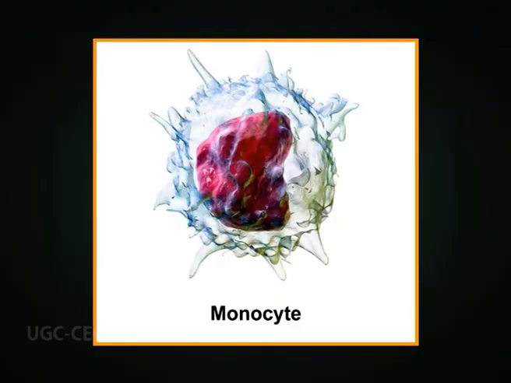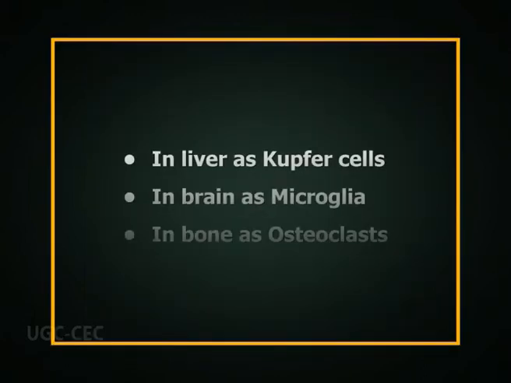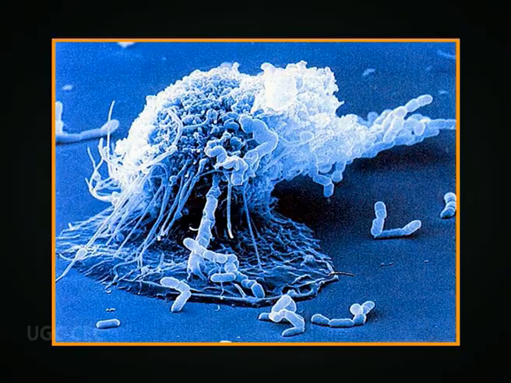Now, monocytes. Monocytes circulate in the peripheral blood prior to emigration into the tissues. Within certain organs, they have special names. For example, in the liver they are known as Kupffer cells, in the brain as microglia, and in bone as osteoclasts. Elsewhere, they are referred to as tissue macrophages. Now, let's talk about these macrophages.